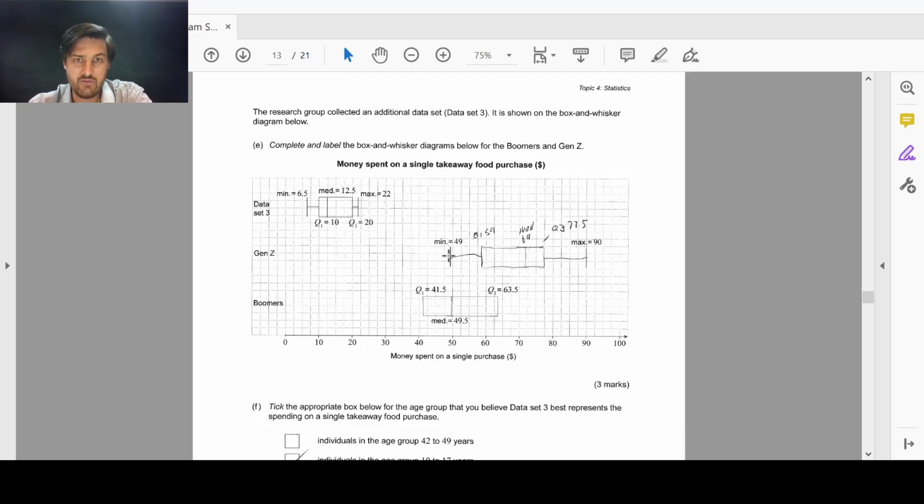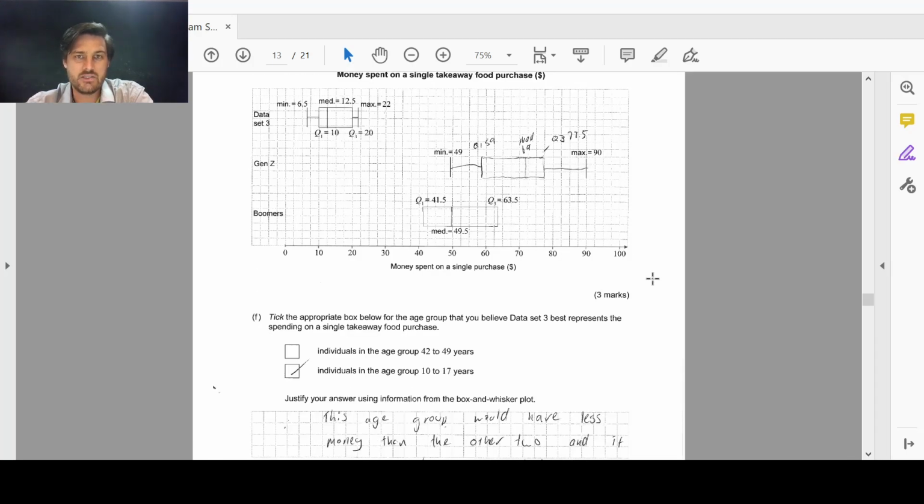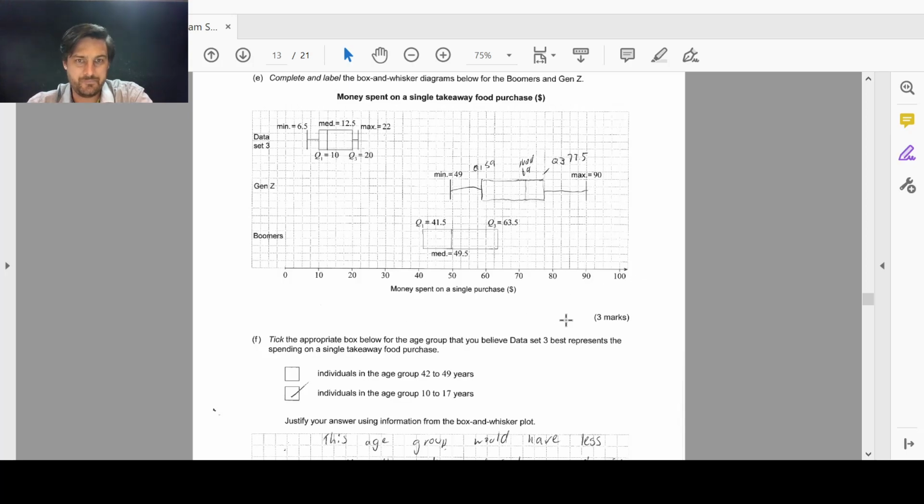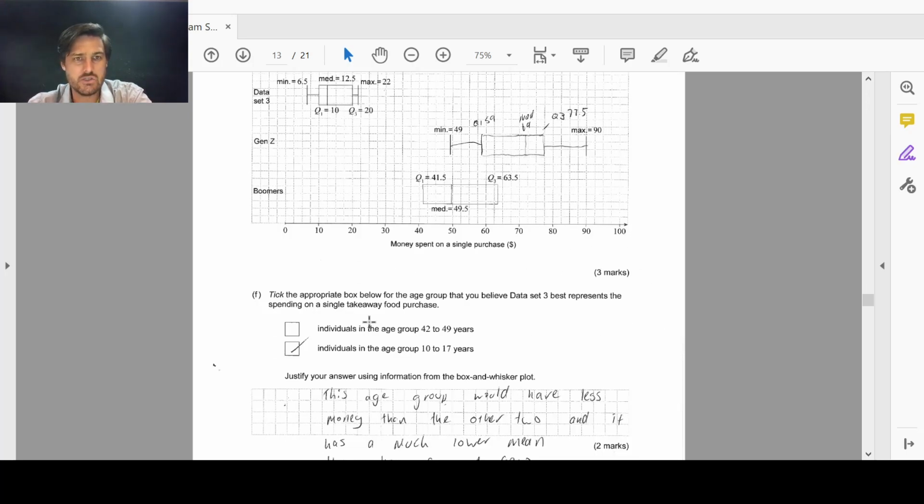But we have our minimum value as a whisker, our Q1 value as one edge of the box, our median, not the middle of the box, but our median we draw in as a straight line, and then our Q3 is our other end of the box, and then our max value is our last whisker. Now, this is usually how these go: they'll ask you to do this, and then they'll ask you some analysis questions.